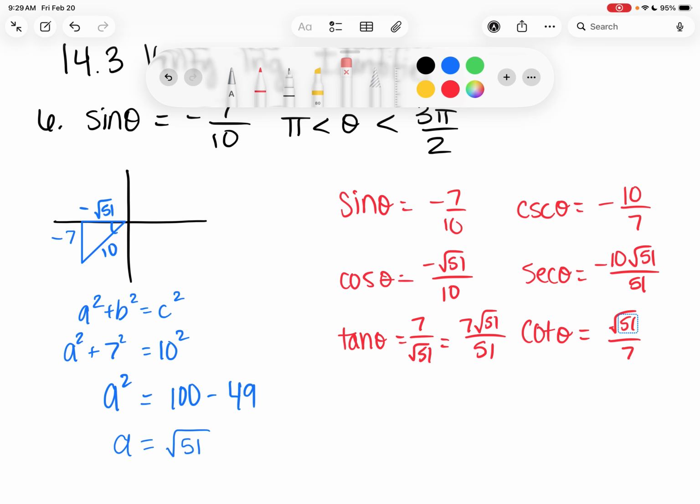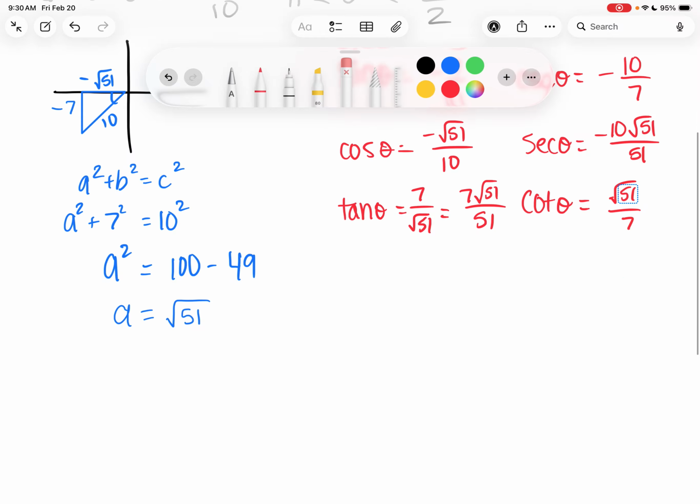So the only real difference is the initial setup of this, but everything else that you do after that is the same as the problems that we did in a previous chapter.